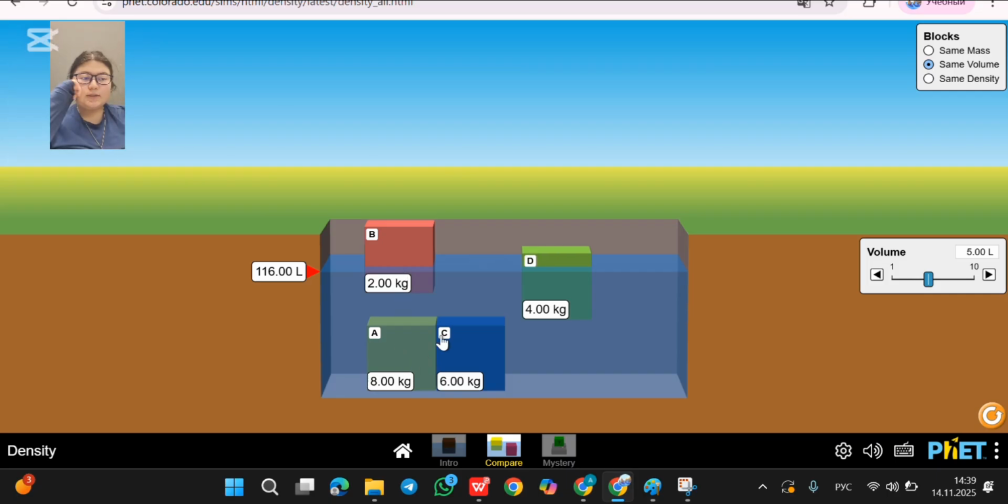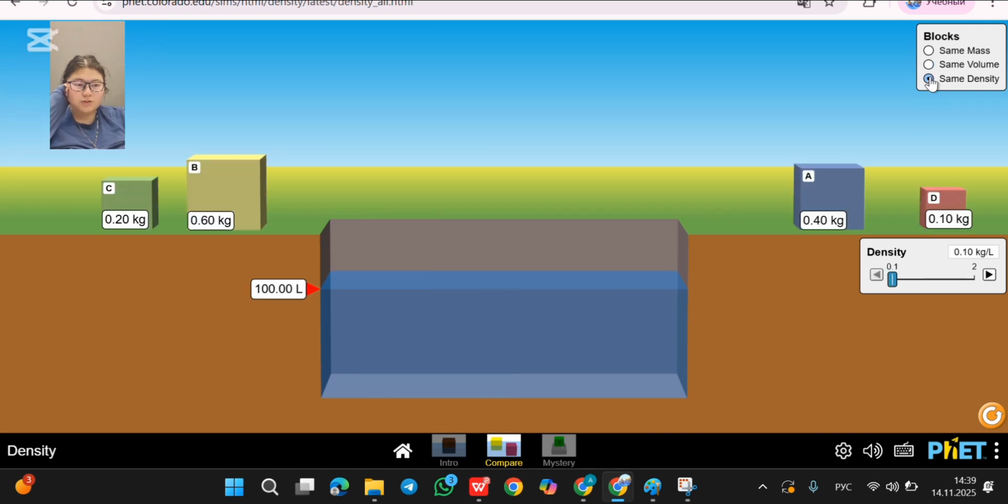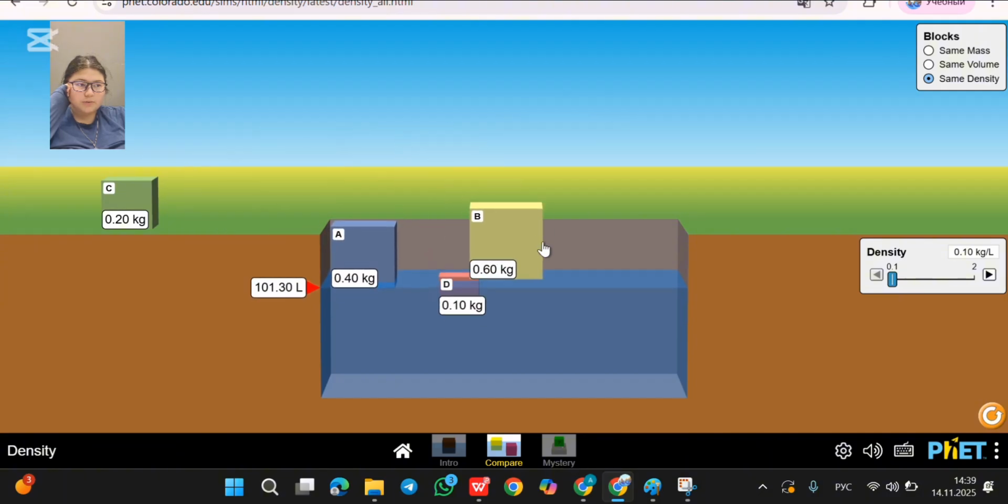So here, density depends only on mass. Greater mass equals greater density, which means the object will sink. And smaller mass equals smaller density, so the object floats. As you can see, our 4 and 2 kilograms blocks are lighter than 6 and 8, so they're floating.